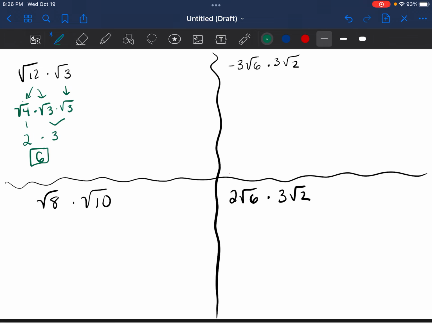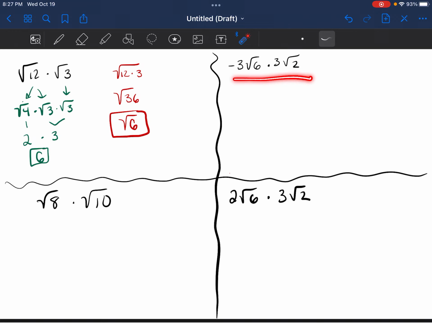So I could have also multiplied the 12 and the 3 before factoring and get the square root of 36. Well, this was a lot easier, and that is equal to 6. It doesn't really matter which one you choose. Sometimes one will work better, sometimes the other one will. So it's really what you prefer.